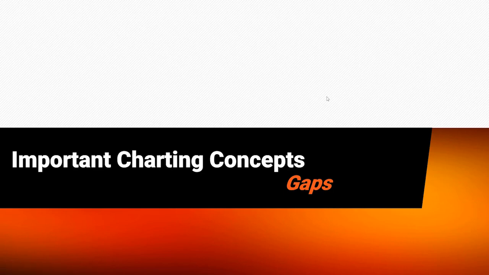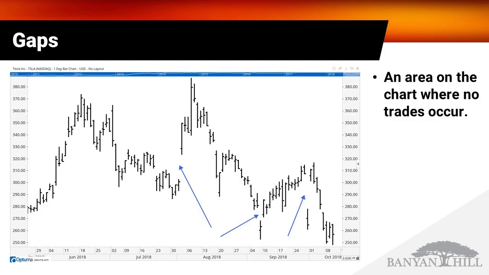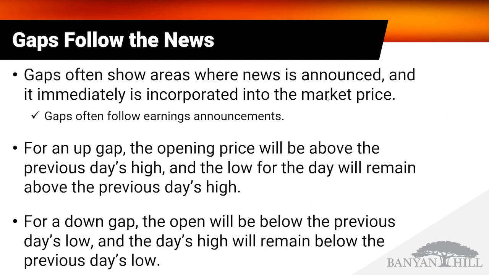Another important charting concept is gaps. And gaps are an area on the chart where just no trading occurs. This is Tesla. Because there's so much emotion in the stock, we often see prices just race up or down at the open. So a gap is simply an area where often it's caused by news. And if the news is good, the stock will open up above the day's previous high, and the low for the next day here will remain above that high. A gap down is a break below the day's previous low.